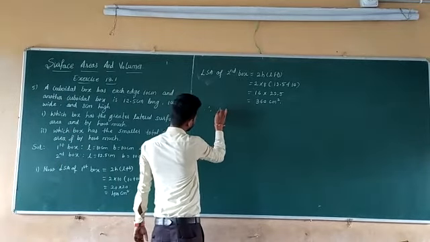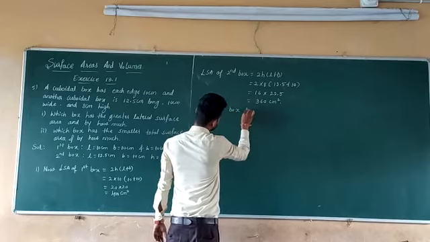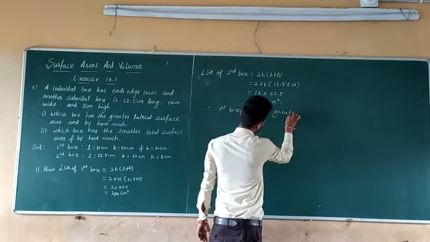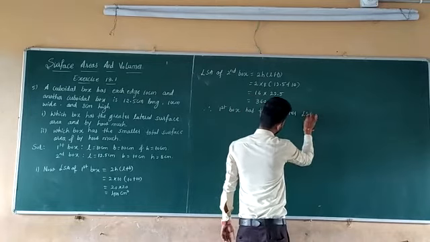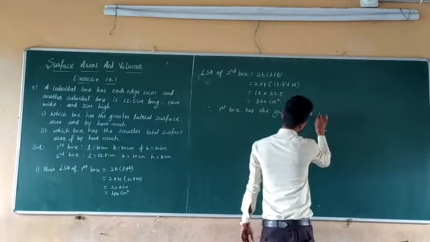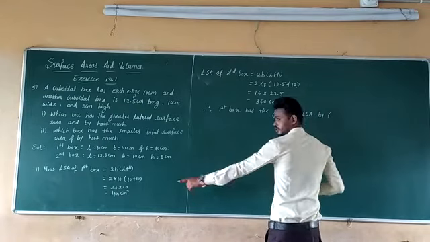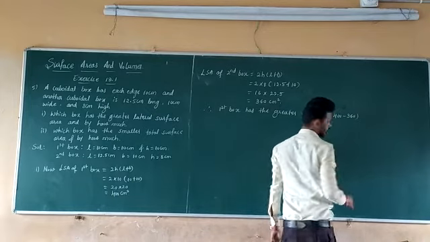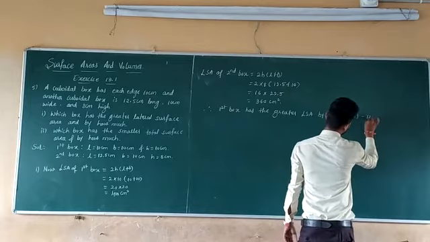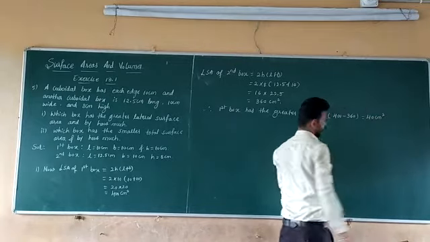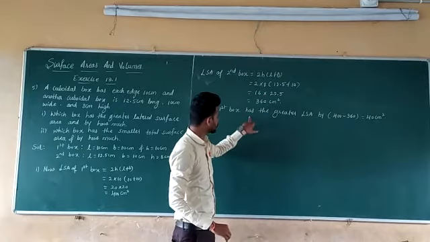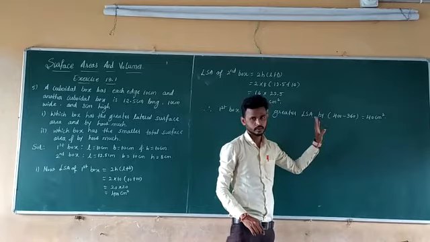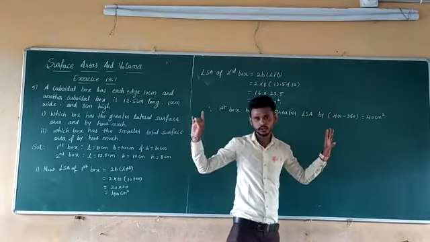Therefore, first box has the greater LSA, that is lateral surface area. By how much? Just subtract both, 400 minus 360. So how much will you get? 40 centimeter square. So first box has the greater LSA by 40 centimeter square more. This is the answer for the first question.